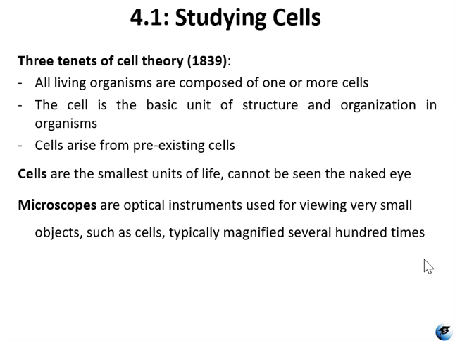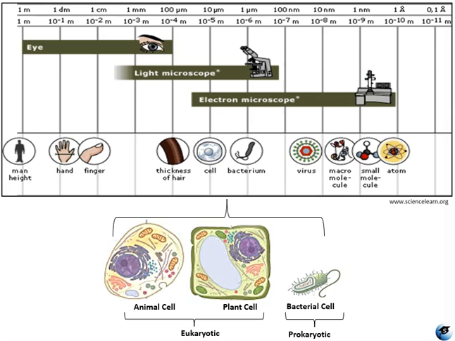So scientists use microscopes to study these tiny cells, and a microscope is an instrument that magnifies microscopic cells and organisms. And when a microscope is used for photography, the pictures that it takes are called micrographs. So you have here a nice little diagram of the limits of what you can see with the human eye versus different types of microscopes.